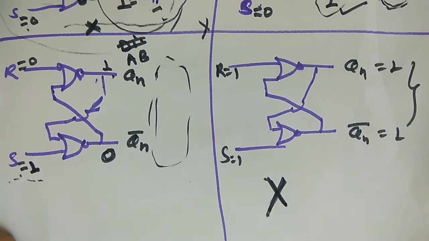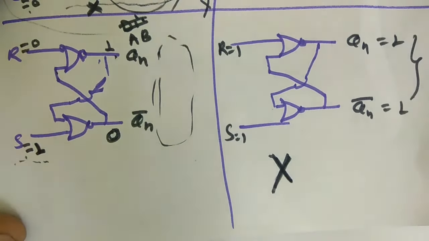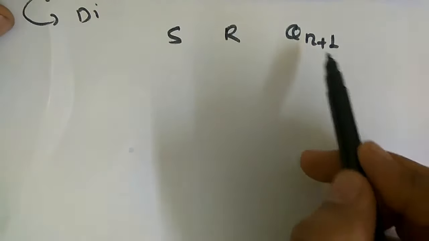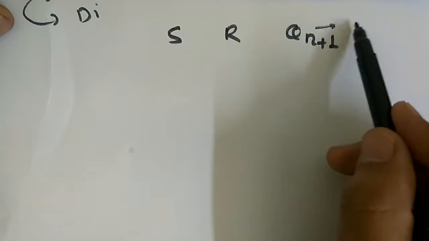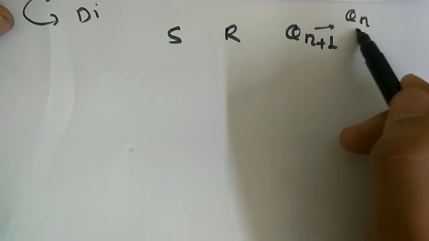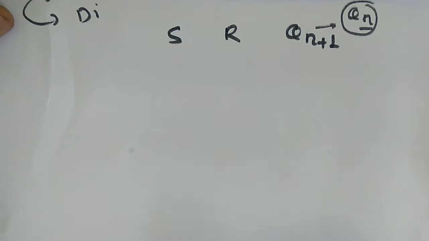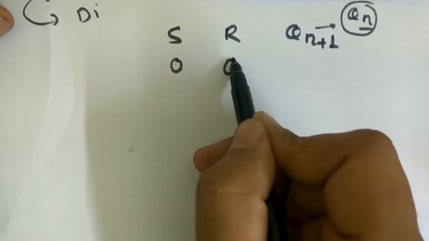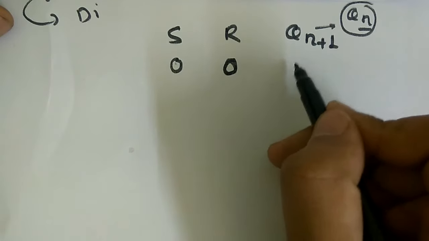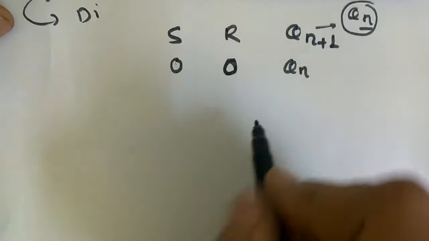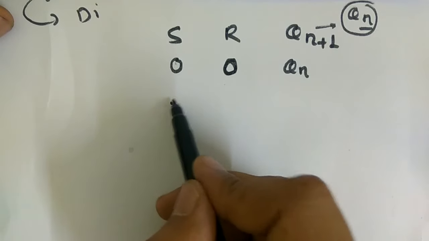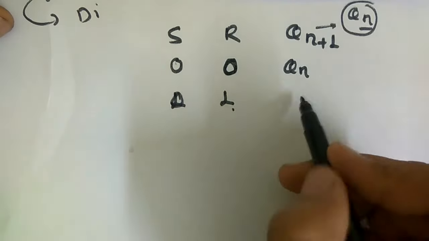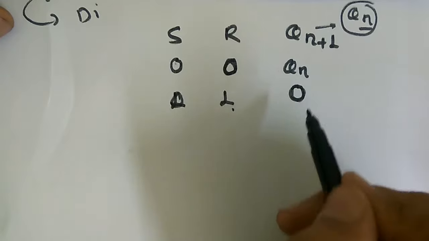So what we have seen in the SR latch, we will make one truth table, then move forward. Suppose here this is the next output, and Qn I will consider as the previous output. As we have seen in 0 0, we have used the previous output. So if S and R both are 0 0, the output will be the previous one, so Qn. If S is 0 and R is 1, then this is reset, and the output will be reset, meaning 0.